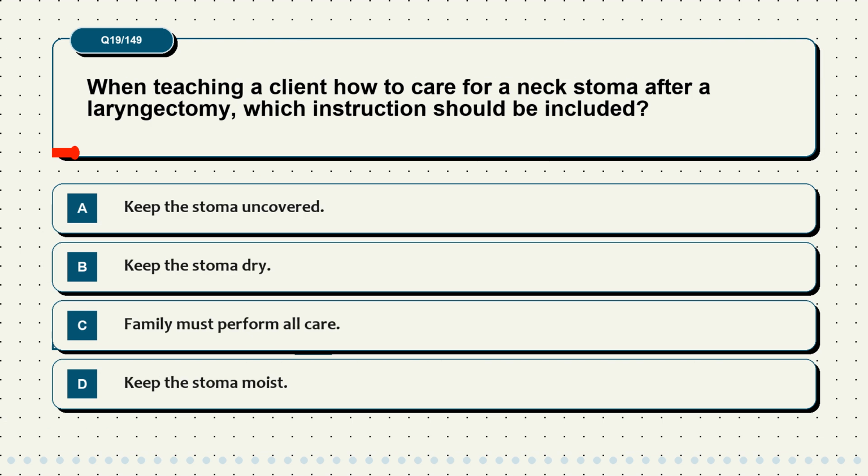Question 19. When teaching a client how to care for a neck stoma after a laryngectomy, which instruction should be included? Here are the options. Option A, keep the stoma uncovered. Option B, keep the stoma dry. Option C, family must perform all care. Option D, keep the stoma moist.